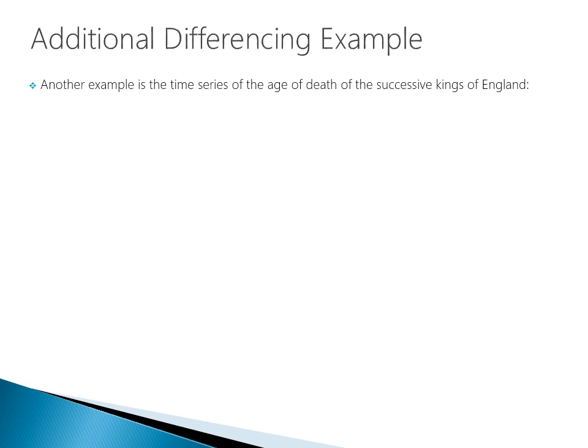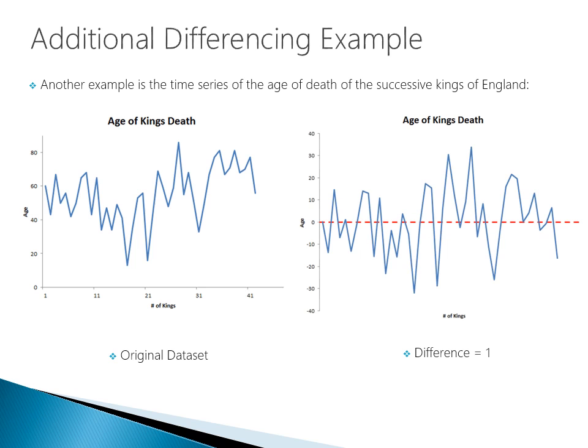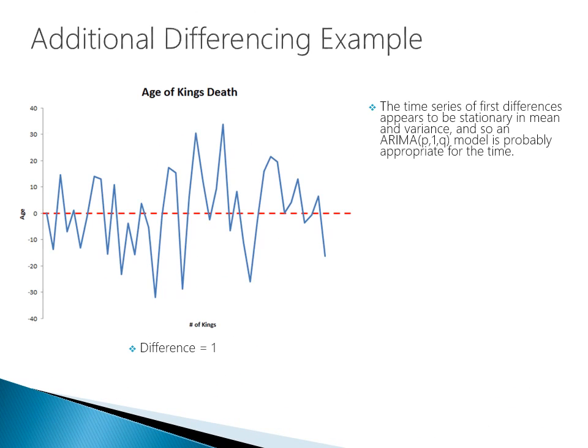Another differencing example that we'll look at is from the time series of the age of death of successive kings in England that we looked at earlier. If you remember this data, it appeared to be almost random in terms of its pattern. However, if we do a differencing of 1 in this case, we find that a difference of 1 seems to fit the data very well. The time series of first differences appears to be stationary in mean and variance, and so probably an ARIMA p,1,q model is appropriate for the time series.